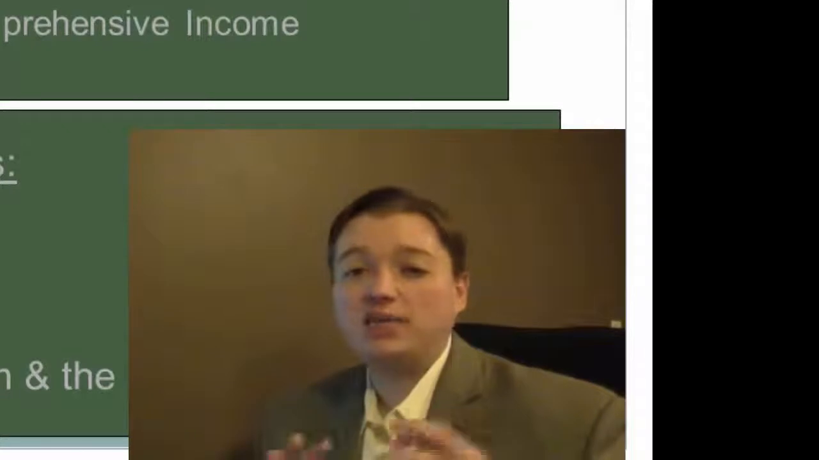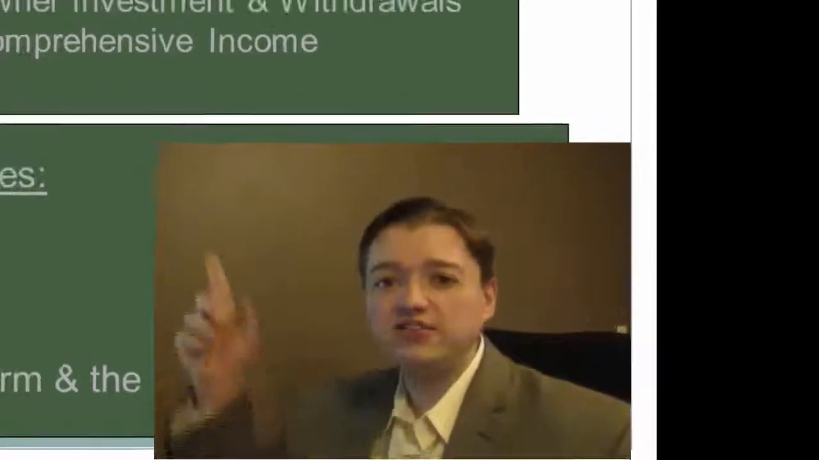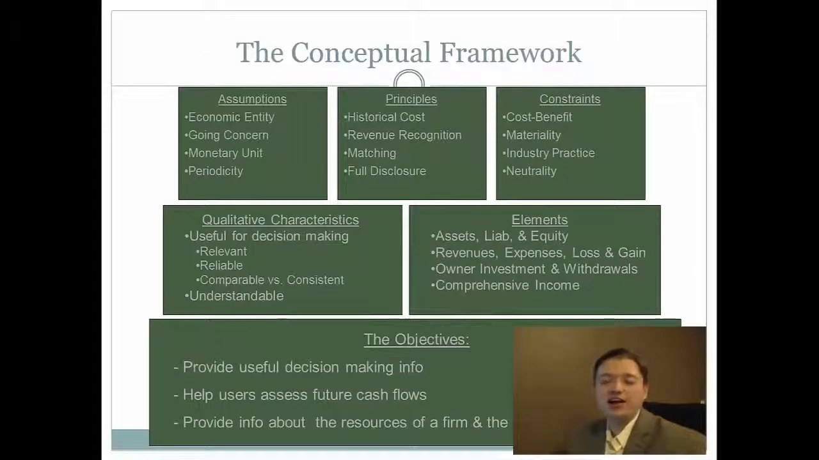So far we've talked about the conceptual framework and all of these different pieces that you can see up here around me. We've talked about the objectives, the elements, the characteristics and the principles, and the limitations as far as constraints go. We've talked about where financial reporting fits in and what it provides. We've talked about IFRS and convergence. Now we just have a couple more minutes to wrap up this discussion.